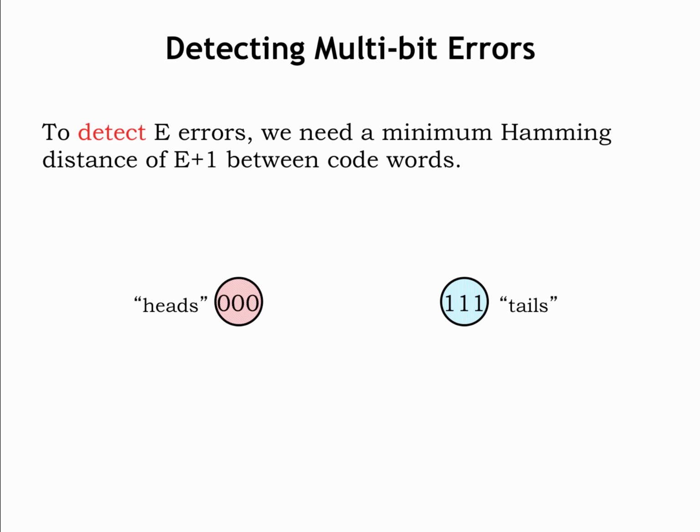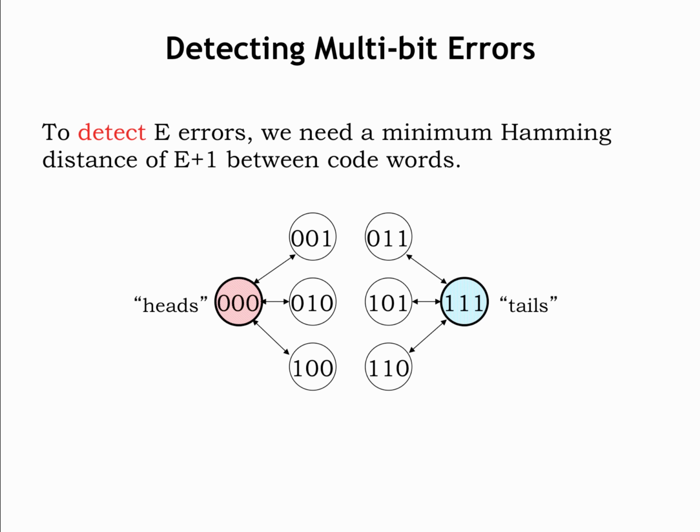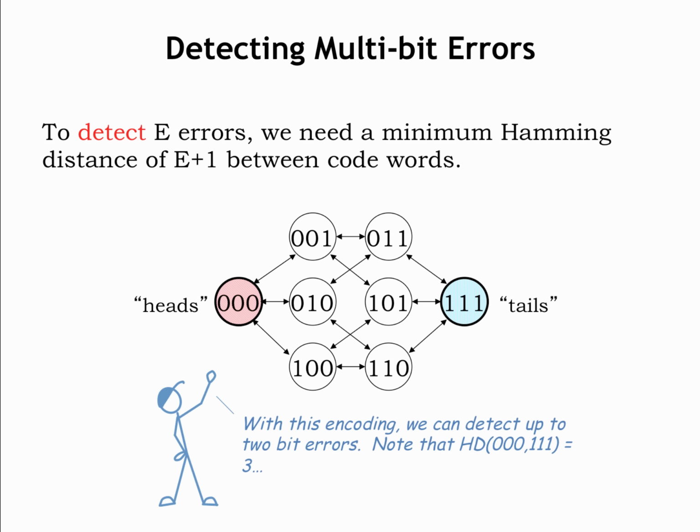In general, to detect some number e of errors, we need a minimum Hamming distance of e plus 1 between code words. We can see this graphically below, which shows how errors can corrupt the valid code words 0, 0, 0 and 1, 1, 1, which have a Hamming distance of 3. In theory, this means we should be able to detect up to 2-bit errors. Each arrow represents a single-bit error, and we can see from the diagram that following any path of length 2 from either 0, 0, 0 or 1, 1, 1 doesn't get us to the other valid code word. In other words, assuming we start with either 0, 0, 0 or 1, 1, 1, we can detect the occurrence of up to 2 errors.